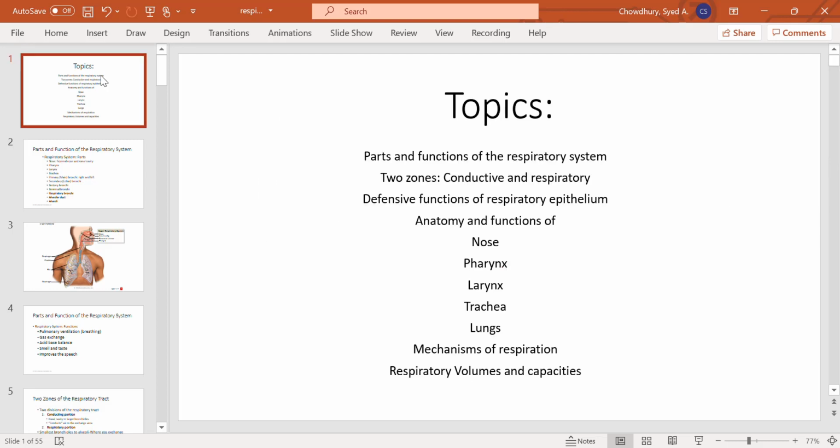Everybody. Today I'll talk about the respiratory system. It is responsible for respiration. That's the main function. That means breathing. You inhale the air from the atmosphere and expel the air to the atmosphere.